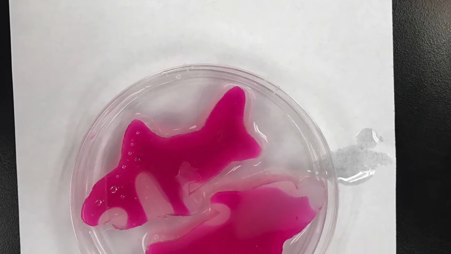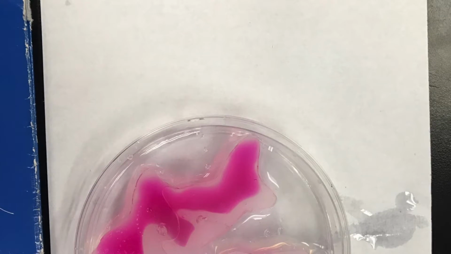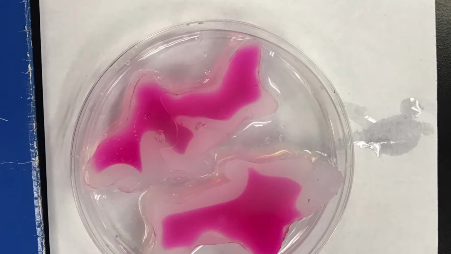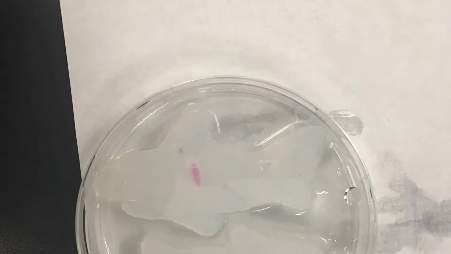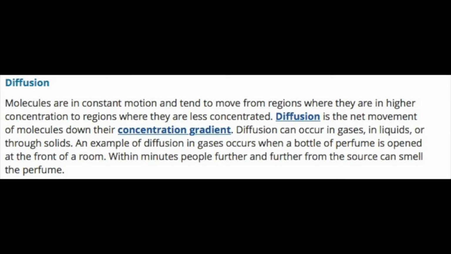We turned clear quite quickly as opposed to the other gel shapes from other tables because we were thin and medium-sized, so the acid could diffuse quickly through us. The other tables had thicker cutouts, which made it harder for the acid to diffuse. Diffusion is the movement of molecules from an area of greater concentration to an area of lesser concentration.